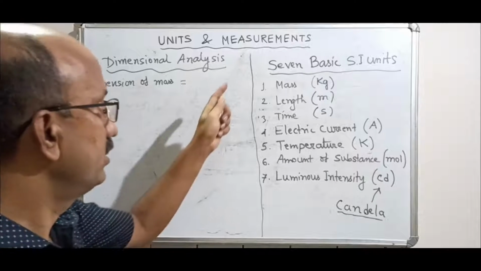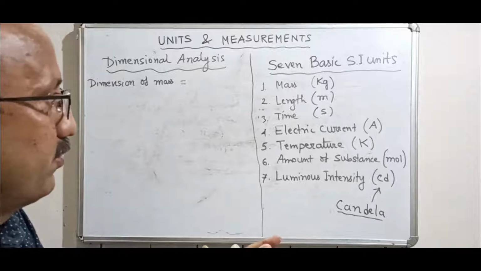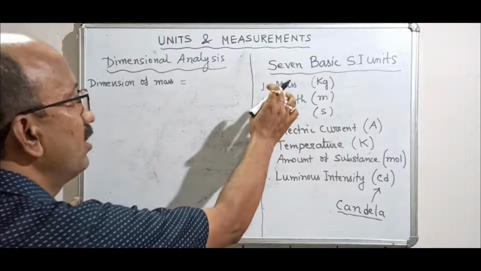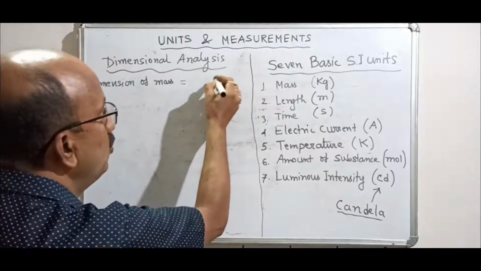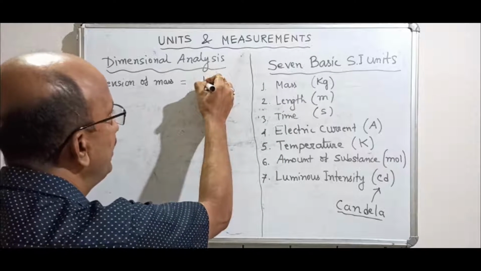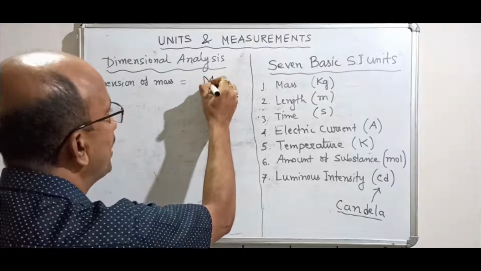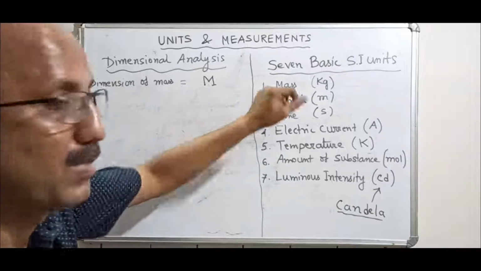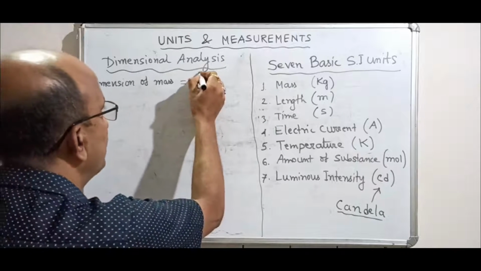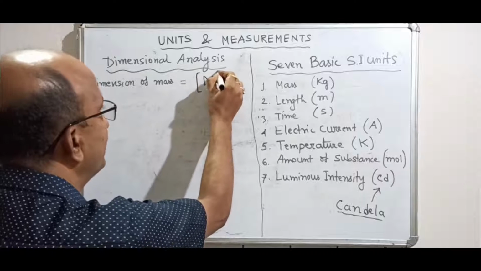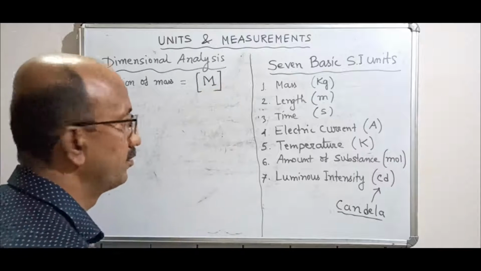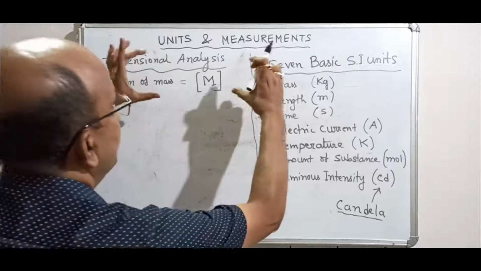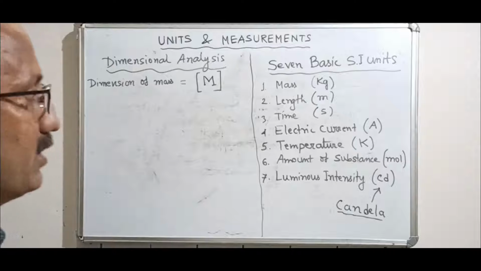When we write the dimension of these 7 fundamental quantities, we are writing the dimension of mass. The rule is you have to use a capital letter. Mass means M, but here you have to write capital M. And since you are writing the dimension of mass, you have to use a closed bracket like this. So this thing is the dimension of mass.